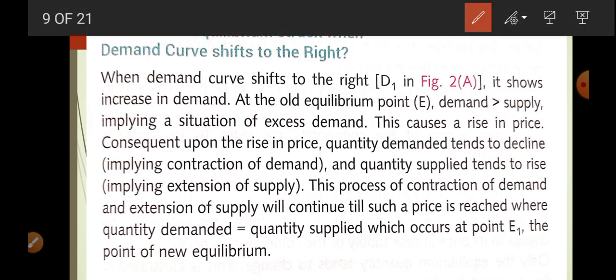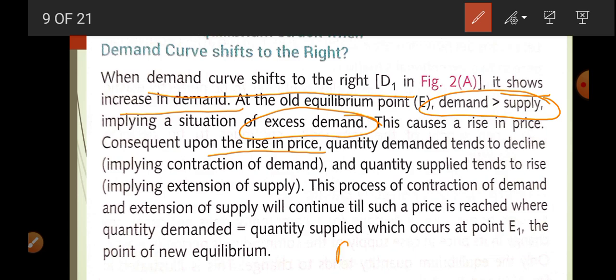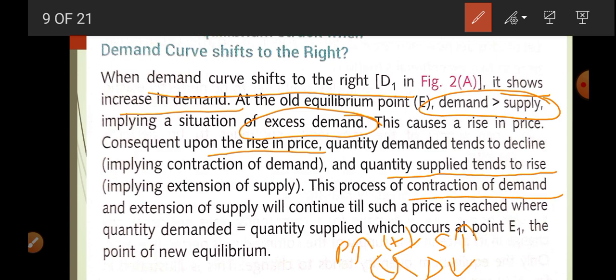So here it is written, when the demand curve shifts rightward, it shows an increase in demand. What will be revealed? Demand is greater than supply, that is, excess demand. So whenever there is excess demand, price is going to increase. When price increases, there is a positive relation with supply, so supply is going to be high. Demand is going to fall because there is a negative relation. The quantity supplied tends to increase, and demand is going to decrease, and in this way there will be an increase in the price and equilibrium quantity.